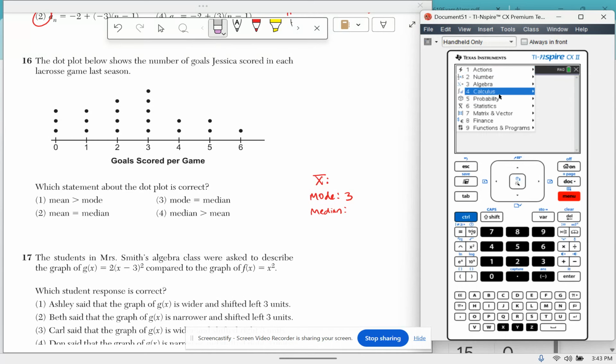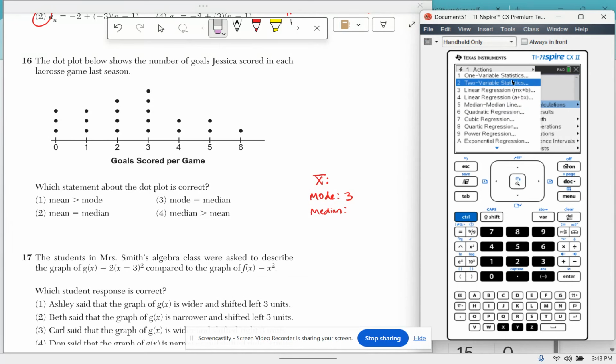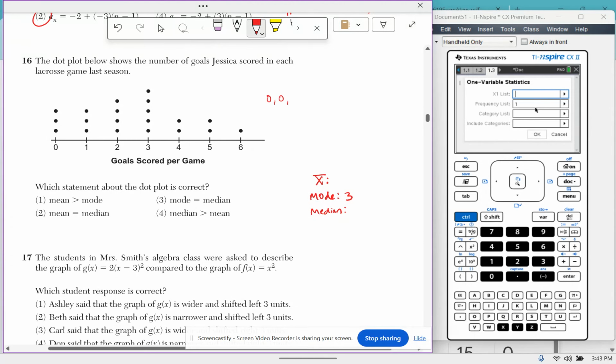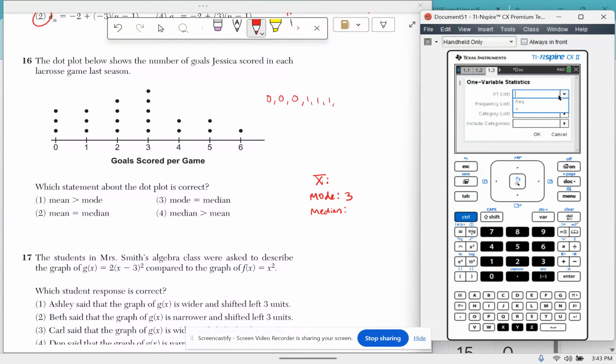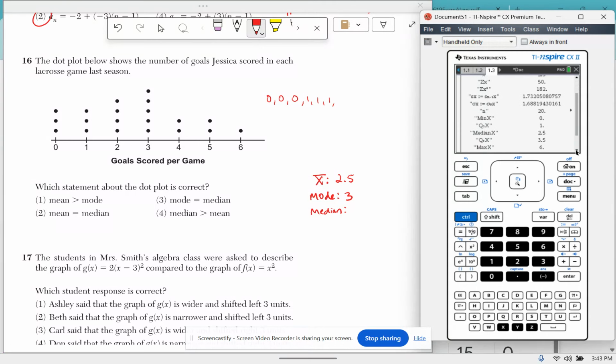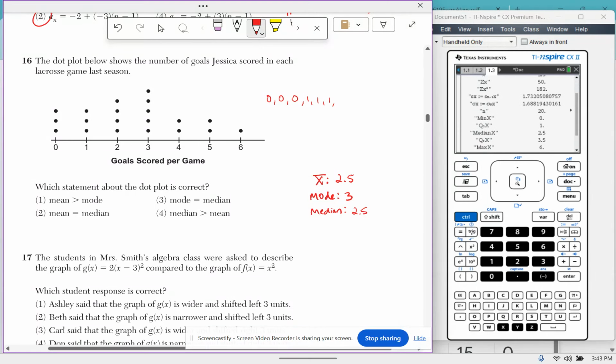We're going to calculate the one variable statistics for this dot plot. So I'm going to go to menu, 6, 1, 1. There is only one list because if I listed this out, the data would look like just a big, long, singular string of values. So there's only one list, but I do have an X list and a frequency of each X. Now my mean is 2.5 and my median is 2.5. Therefore, the mean and the median are equal. It's answer choice 2.